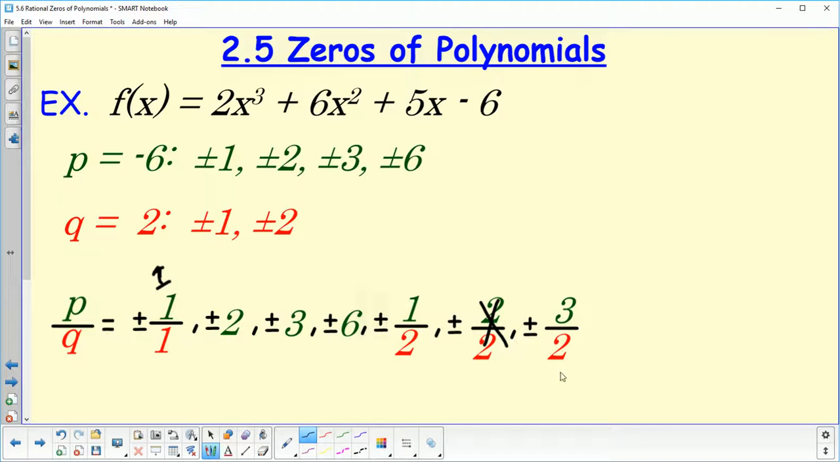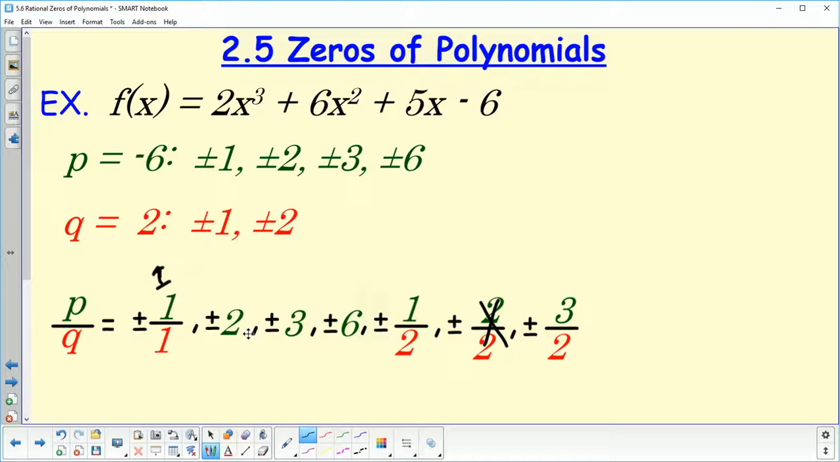These are all of the possible rational zeros for this polynomial. So if there is a rational zero, which means the zero is not irrational, meaning like square root of 2 or pi, and it is also not a complex number, meaning like i or 5i or the square root of 6i, then it is in this list of numbers.